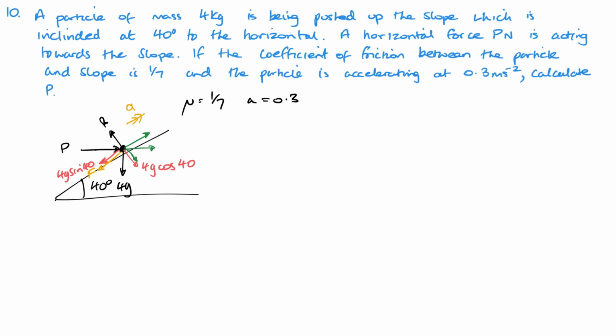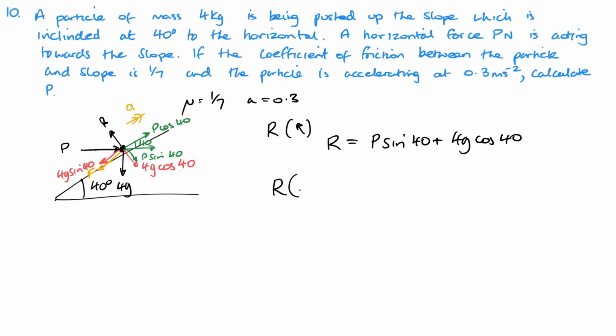All I've left to do is get the angle right. So this angle has got to be 40. So we've got P cos 40, which means this is P sine 40. Now I've got everything I need to be able to solve this question. So let's resolve perpendicular. So we got R is equal to P sine 40 plus 4g cos 40, where obviously P is something that we need to find.